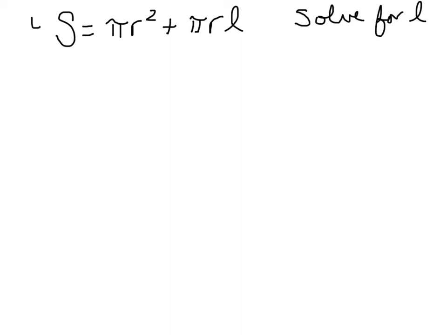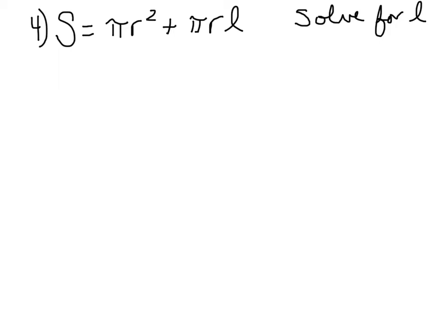Example number 4. Now we're not writing the entire thing down, but it says the formula for the surface area S of a cone is S equals pi r squared plus pi r L. Solve the formula for the slant height L. Now you're going to look at this and go, Mr. Humphreys, I can't do this. Absolutely you can. I promise you, it's incredibly easy.